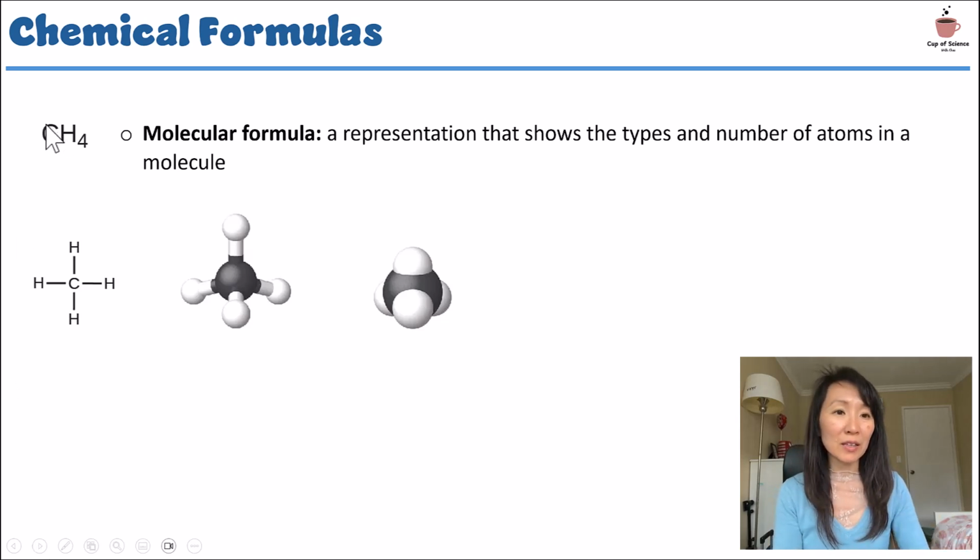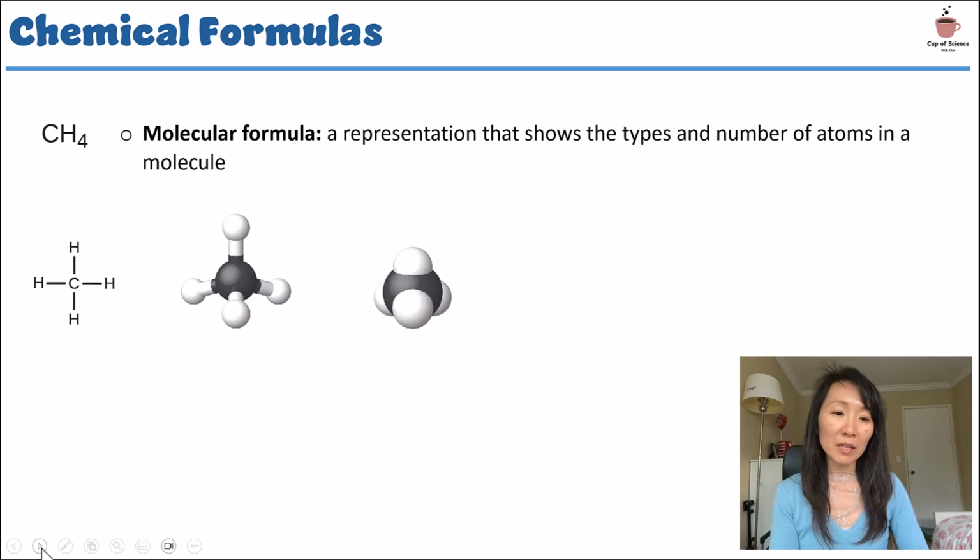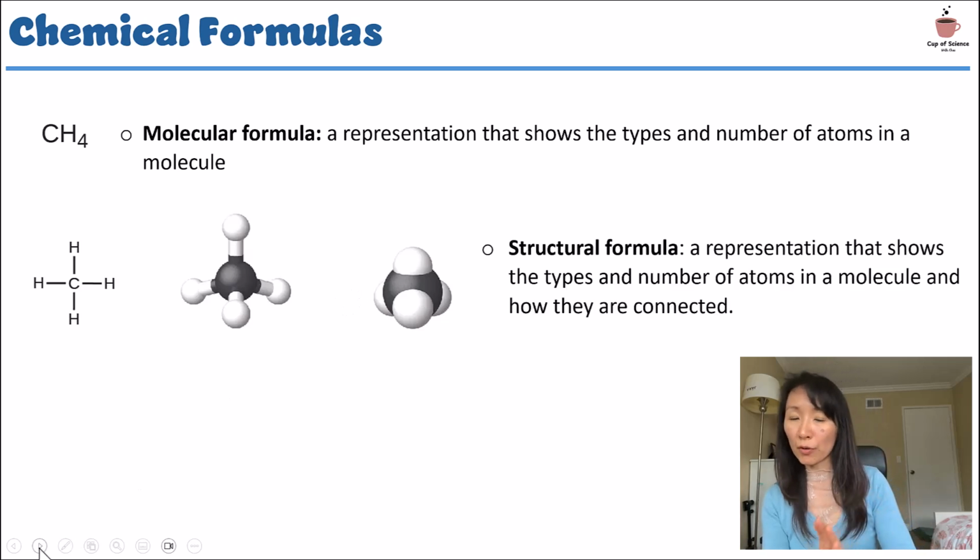So C, there's one carbon, and you might not see a 1 there, but there is a 1, okay? Chemists don't like to write the 1, but there is a 1. H, and the little 4, that means there are 4 hydrogens. That's our molecular formula. All of these things on the bottom are called the structural formula.